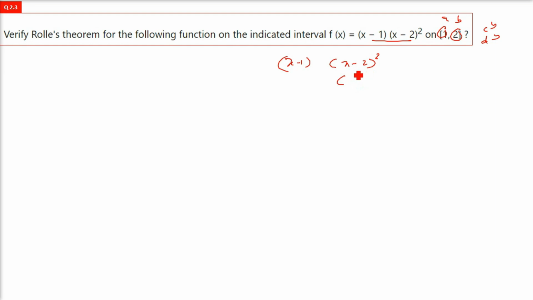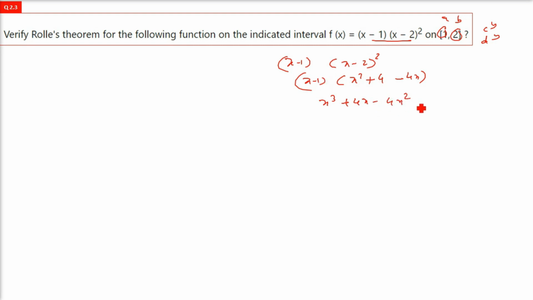Take (x minus 1) into (x minus 2) whole square. (x minus 2) whole square is basically the square of x minus 2, so it will be a square plus b square plus 2ab. Not that 2ab that some politician said that we get extra 2ab. No. x square plus 4 minus 4x. So (x minus 1) into (x square plus 4 minus 4x).